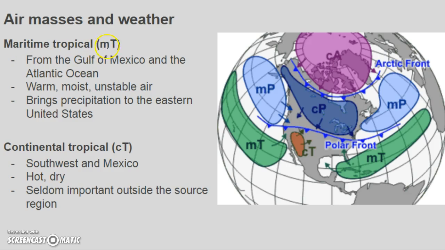So moving on to maritime tropical. These come from the Gulf of Mexico and the Atlantic Ocean, right? These air masses are warm, moist, and generally unstable. They bring precipitation to the eastern part of the United States. Continental tropical, small c, capital T, is from the southwest and Mexico. Very hot, very dry. Seldom important outside of the source region. So in other words, we don't really get a whole lot of continental tropical effects.